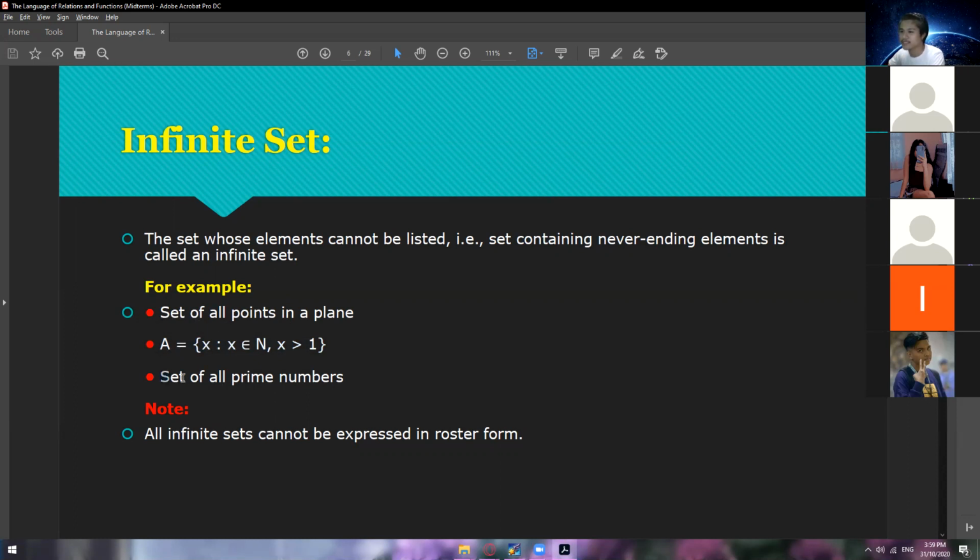And then the next one is set of all prime numbers. So the same with this one. As long as pasok siya dun sa category or dun sa characteristics ng prime number, then you can say that that number is a prime number.